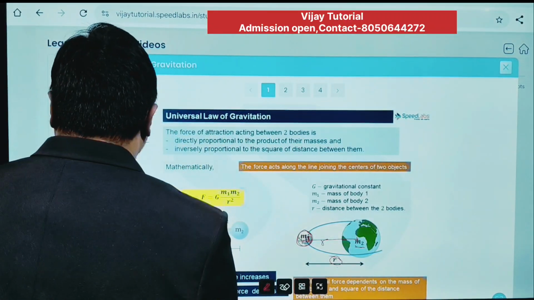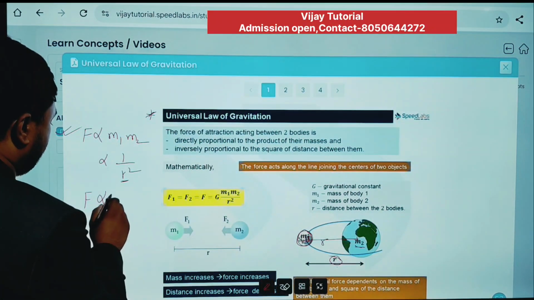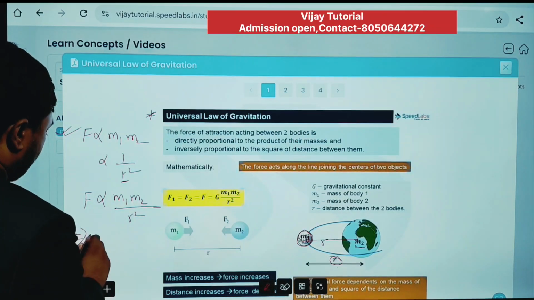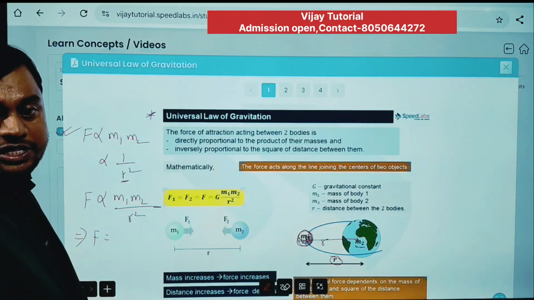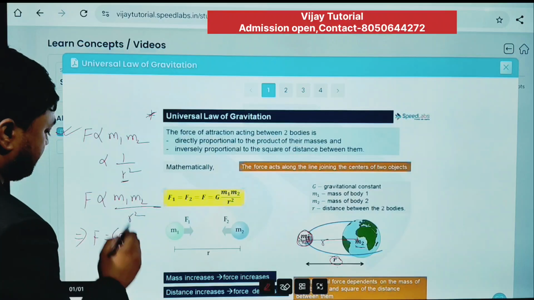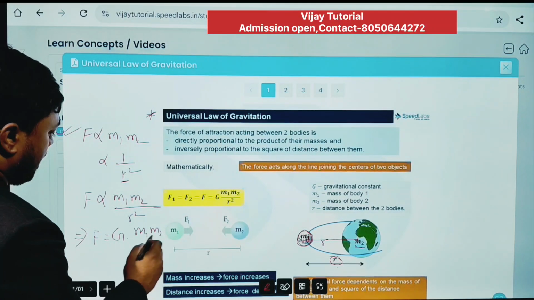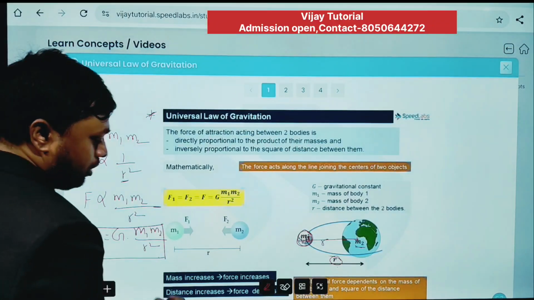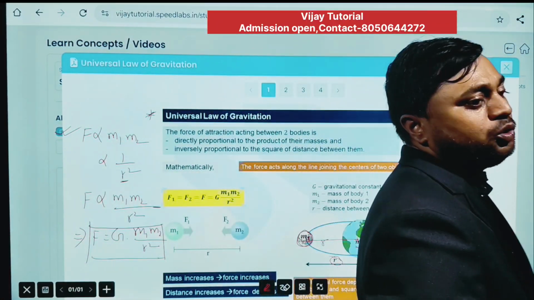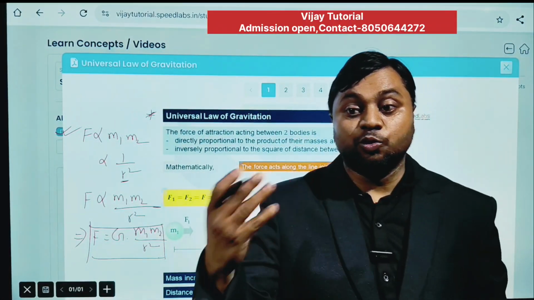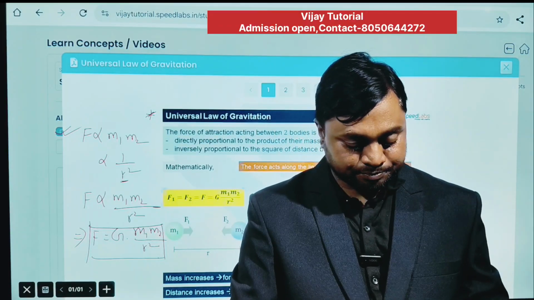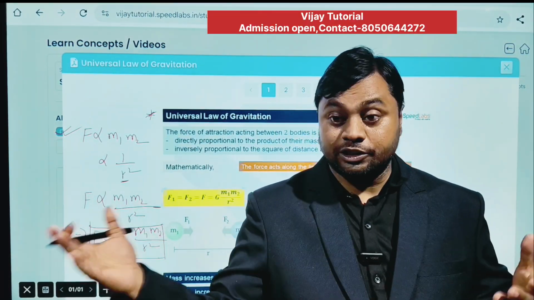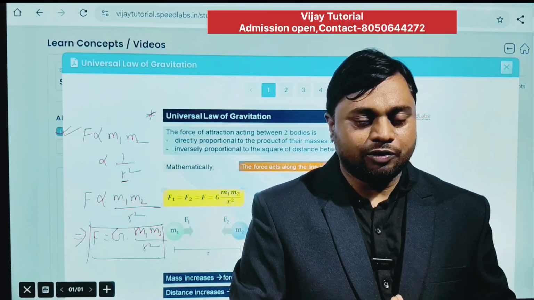Once you combine these two relations, can we write F directly proportional to m1 m2 upon r square, yes or no? When you remove the proportionality in physics, you have to put a constant. That constant is G, so F = G m1 m2 by r square. This is the expression for the force between any two bodies in the universe. It means the force between the earth and moon. Even there is a force between my body and this table or benches or this room. It's any two bodies in the universe.